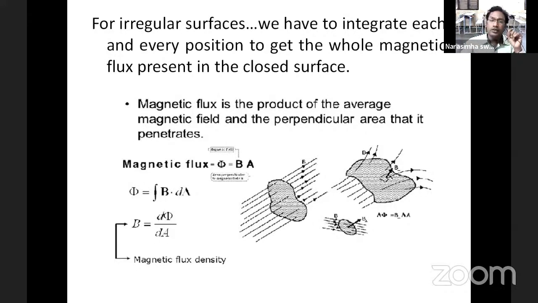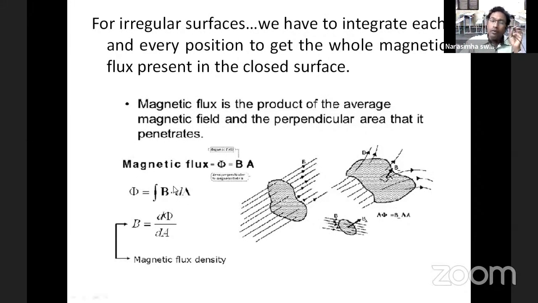Okay, and so automatically we get dΦ also. Because Φ alone is the magnetic flux of the total, but here we are integrating for individual small areas. For a small dA, we will get a small dΦ. This means for a small surface area, very few lines of force will enter, very few lines of force per small dA surface.